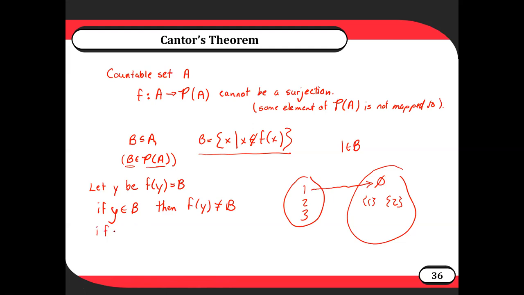If Y is not in B, then Y would actually be in B by definition of B. Okay, so we end up with this contradictory thing where, if we map the item to that set, then it cannot be in that set. But if it's not in that set, then it must be in that set. So we end up with this contradiction.